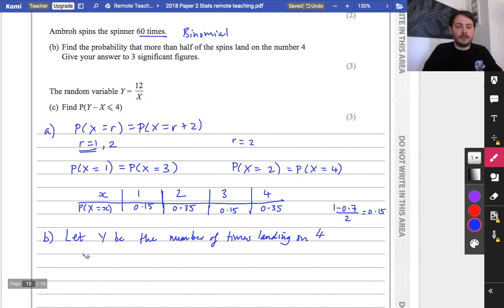So that must mean that y is binomially distributed. They're doing it 60 times, and the probability of it landing on a 4 is 0.35. And we want to find out the probability that it is more than half of the spins. That means it has to be greater than half, more than 30 spins. Now, more than 30 means like 31, 32, 33, okay? So we want to get rid of everything that is 30 or less.